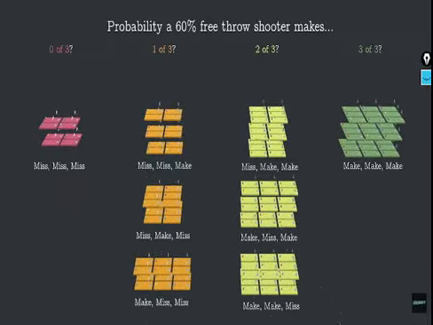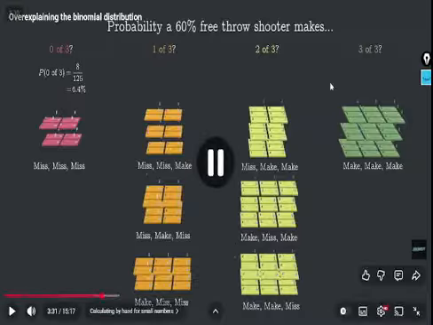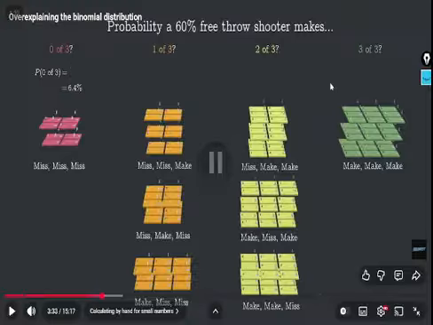Okay, so again, there's only one way to miss all of the shots. 8 of the 125 blobs ended up in this category, which gives us a probability of 6.4% for that outcome. And again, we could get this same number by multiplying the probabilities of the individual misses.